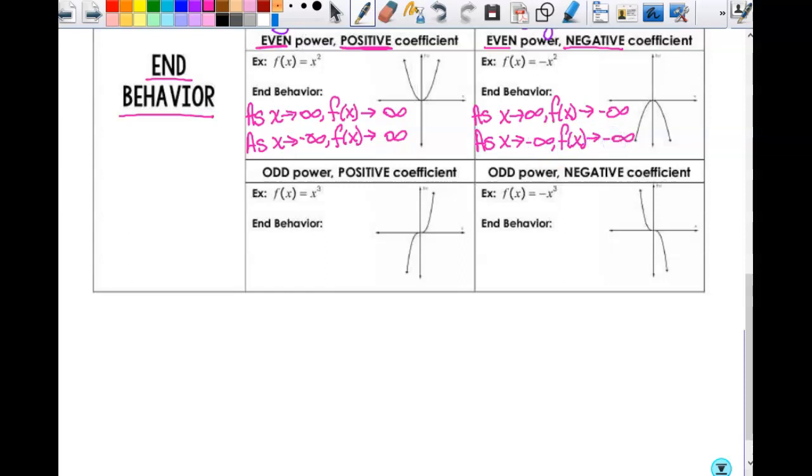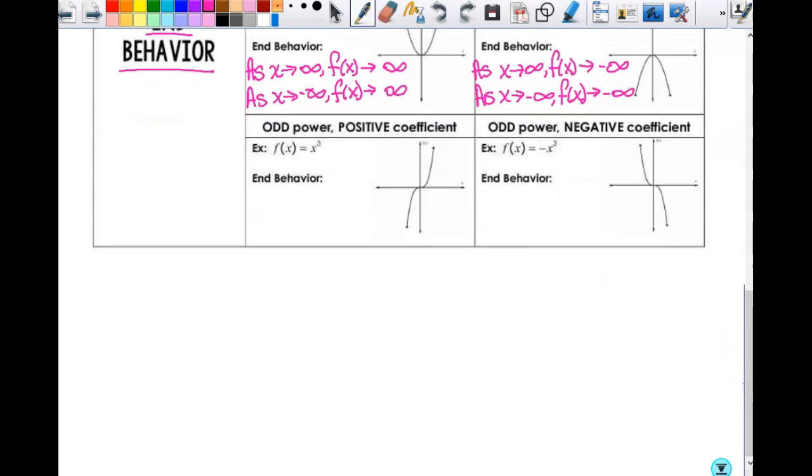And I know this stuff seems very redundant, like we've done it a lot, and it's the same kind of thing over and over again. But we're going to start sketching polynomials tomorrow, so you can't be hung up on end behavior. You have to understand that 100% in order to move on to the next part.